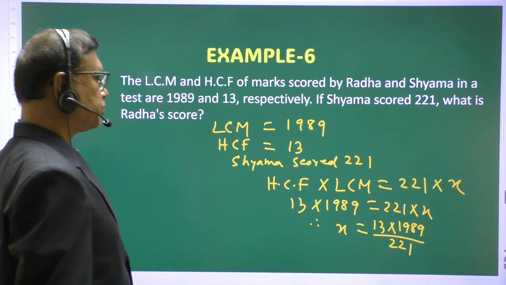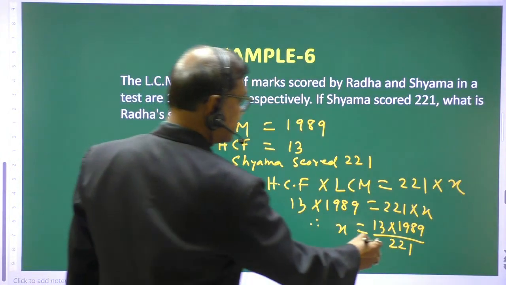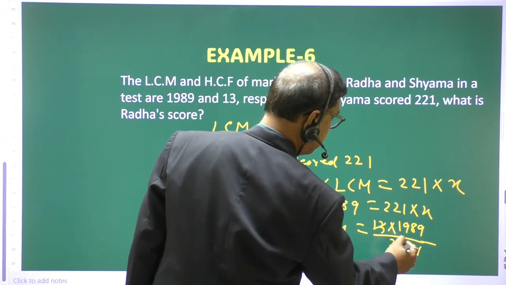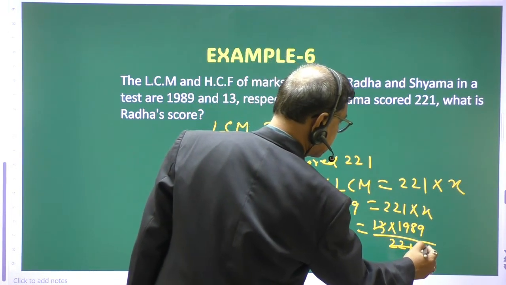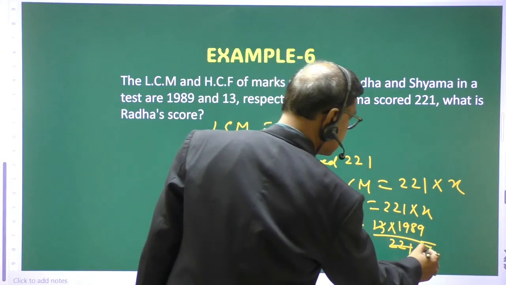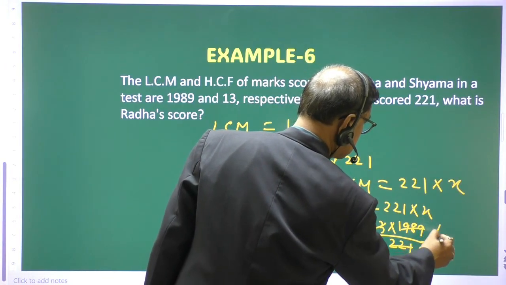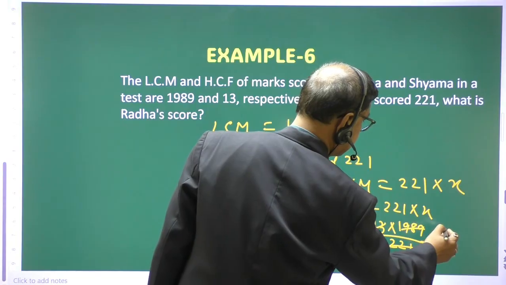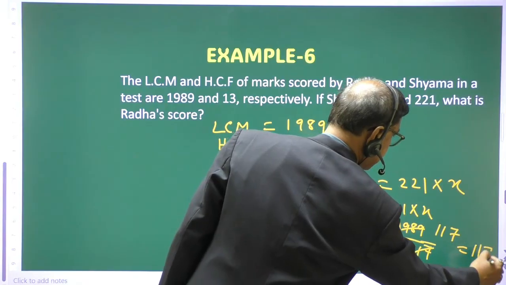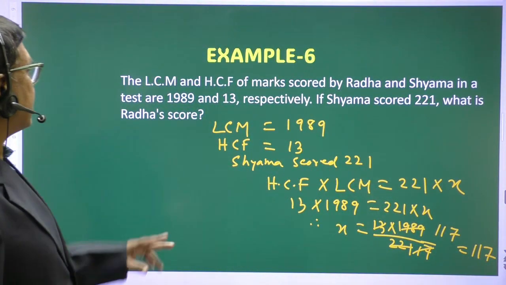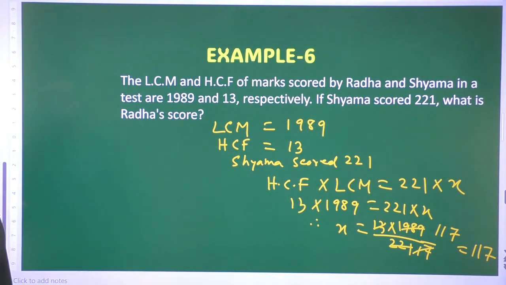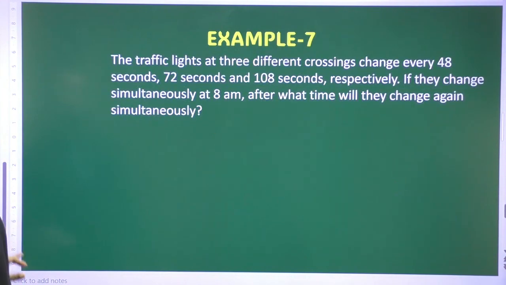Now cancellation. It is cancelled by 13. 13 1 is 13, and 13 7s are 91. Now if you divide by 17, 17 1s are 17, 17 1s are 17, 17 7s are 119. So 117 is the value of X and that is Radha's score. Clear? Example number 7.